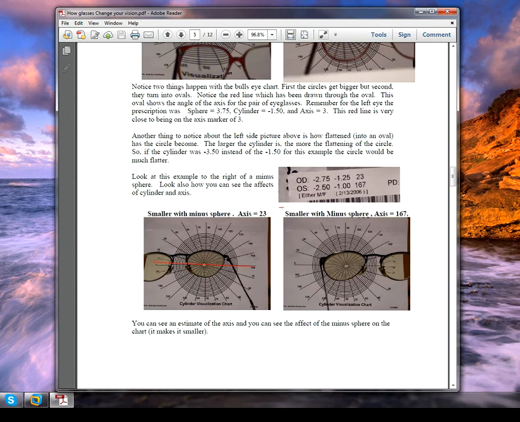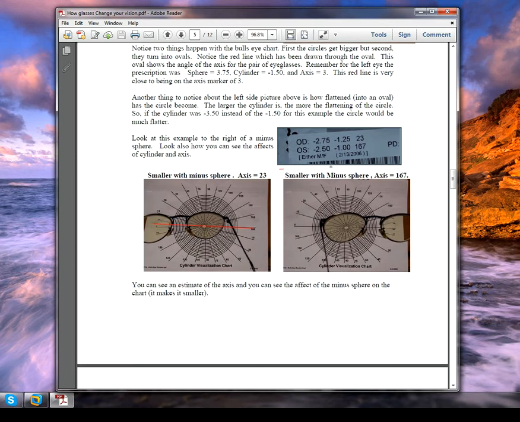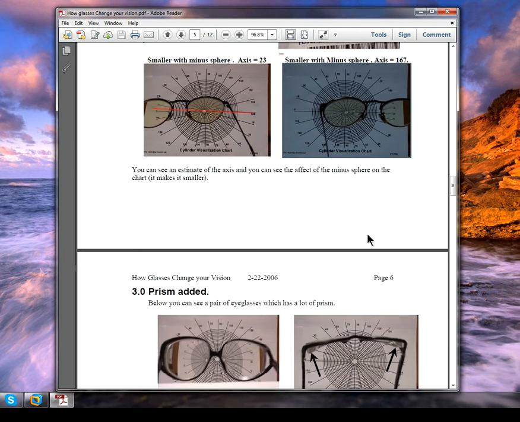Now here is the case where we have a minus prescription, and again you have some astigmatism, some cylinder. You can see the line here on the right eye, and it's at the angle of 23, which is about exactly what you see here. Again, you see the left eye, the circles get smaller because of the minus prescription, and again you have the oval shape because of the cylinder.